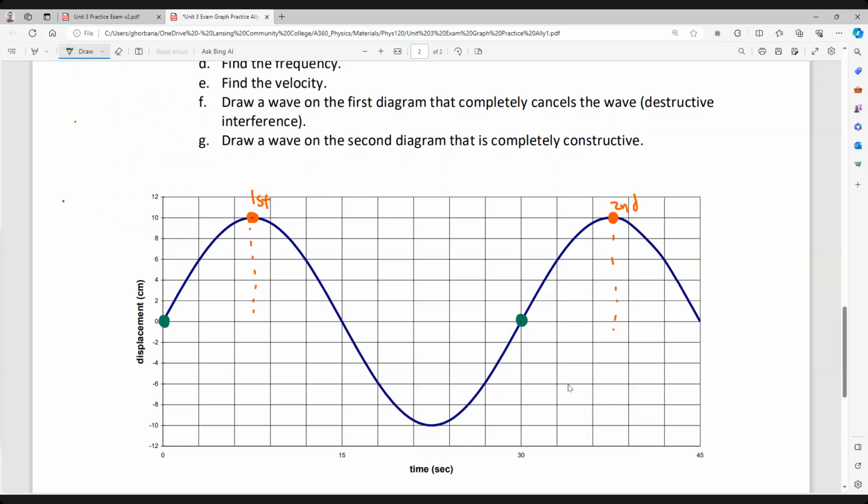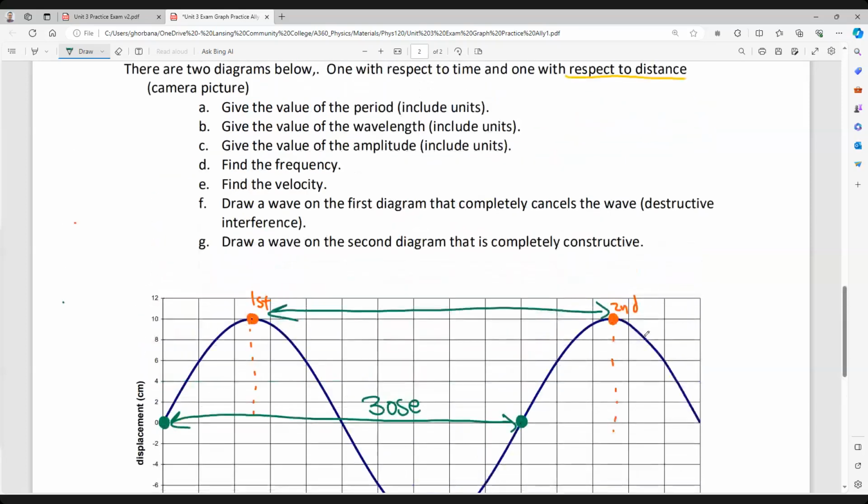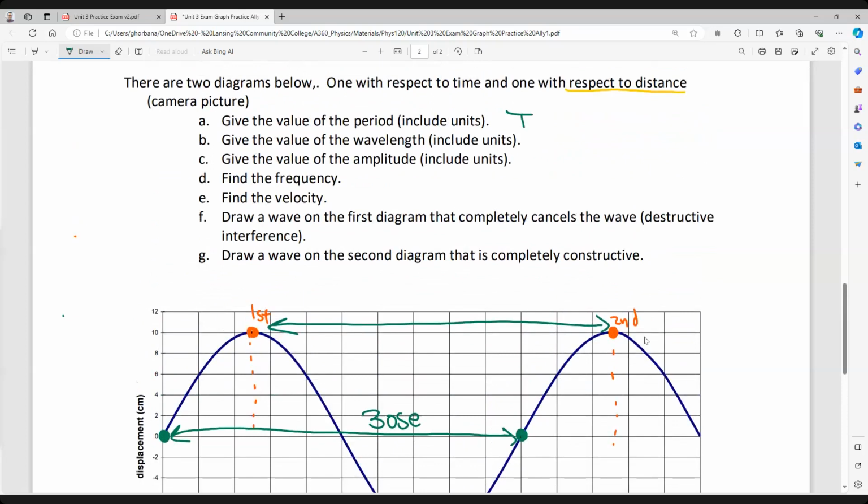Any one that helps you to find the exact number is going to give you the period. Definitely this one is going to give you the period. This will give you the period as well. They are going to be exactly the same thing. From here to here is how many seconds? 30 seconds. Perfect. This is going to be the period time. So part A, T, which is period, is 30 seconds.